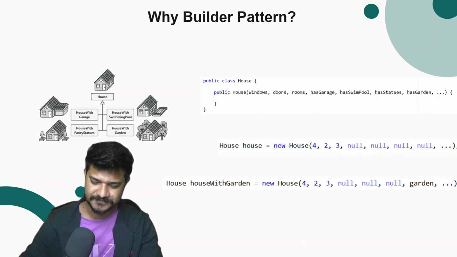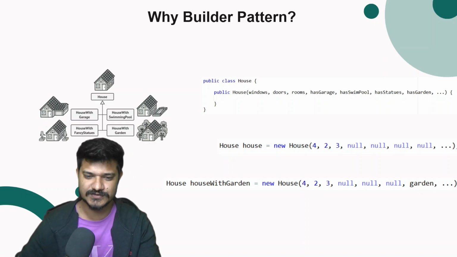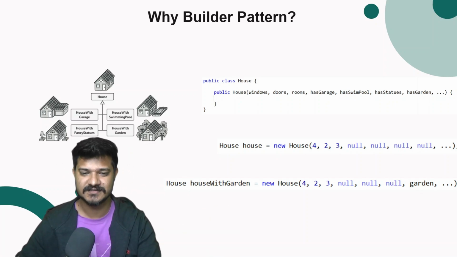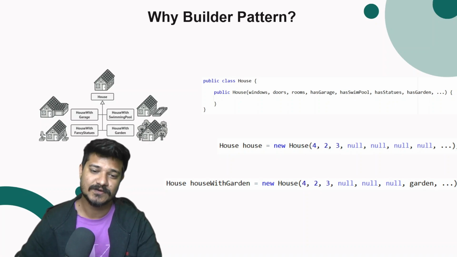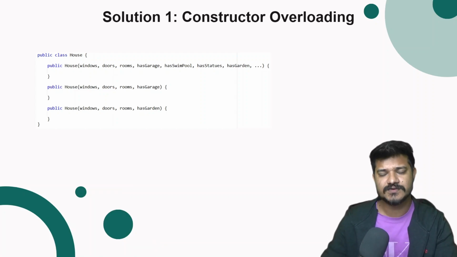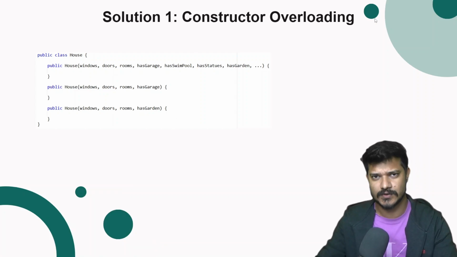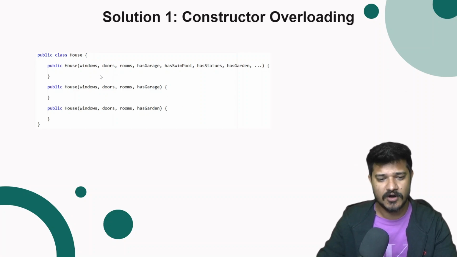So how can we do that? Let's have a look at some of the solutions, then we'll move on to the builder pattern. I'm basically setting the tone for why we need the builder pattern at all. One of the solutions you can use is constructor overloading. For different scenarios, for different combinations of the fields, you can provide different constructors.